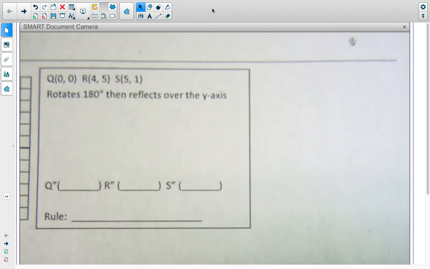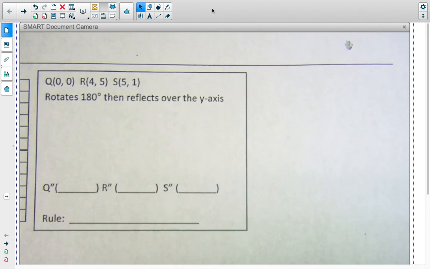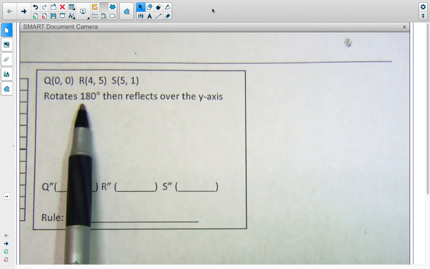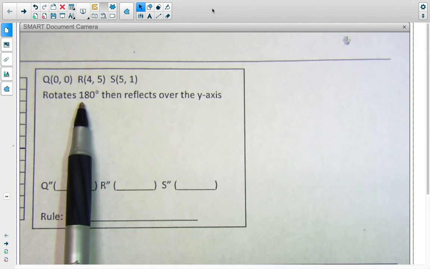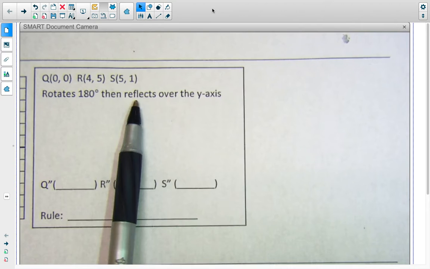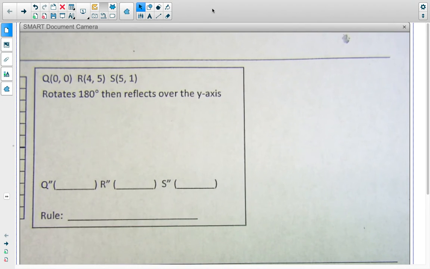All right, we got Q, R, and S. We want to rotate this 180 degrees, and we want to reflect over the y-axis. So let's go through that again. We want to rotate 180 degrees, and we want to reflect over the y-axis. So let's write our 2 rules out so that we'll know what we're doing.